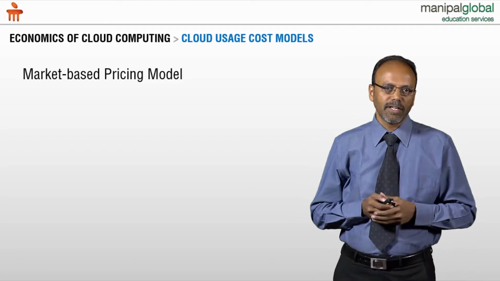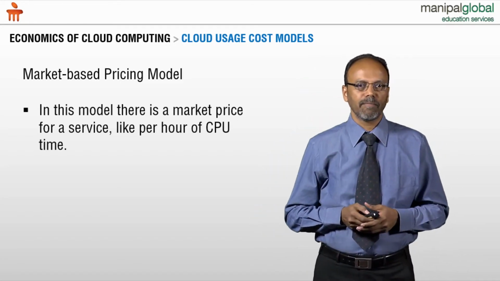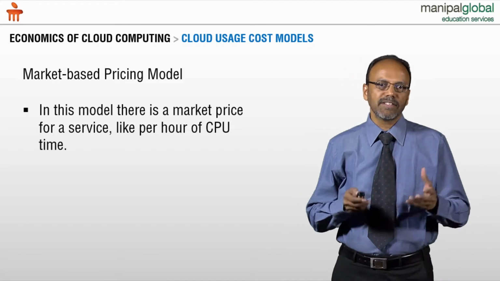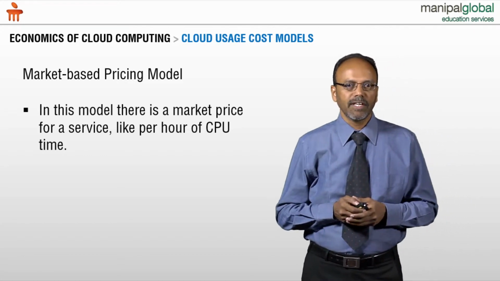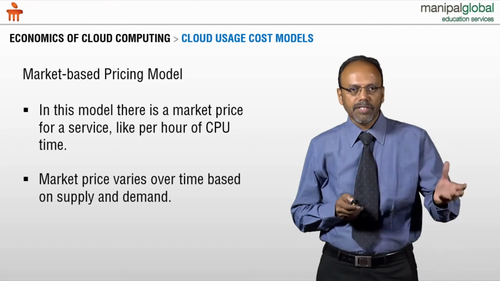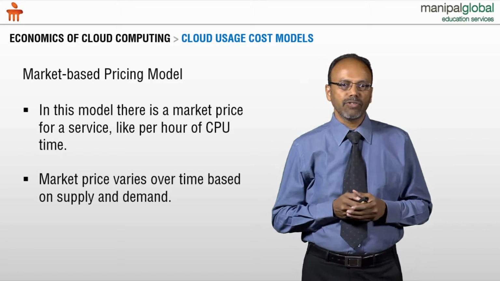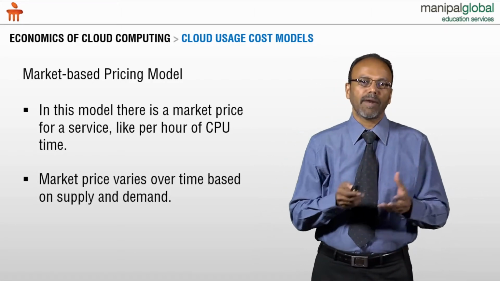And the third one is a volatile kind of model known as the market-based pricing model. In this model, there is a market price for a service, like per hour of CPU time. This is a variable model, and in this model, the market price varies over time based upon supply and demand.